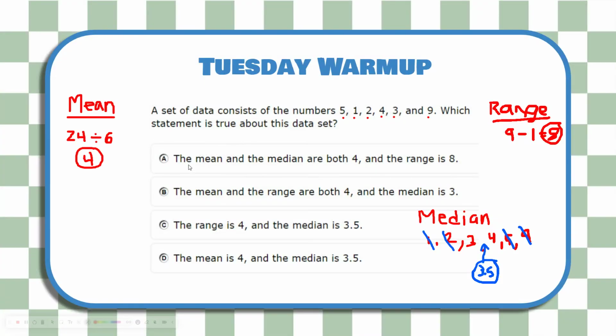Okay, so let's see. Mean and median are both 4. Nope. Mean and range are both 4. Nope. Range is 4. Nope. Mean is 4. Median is 3.5. Boom. So I guess I didn't even really need to find the range, but good practice.